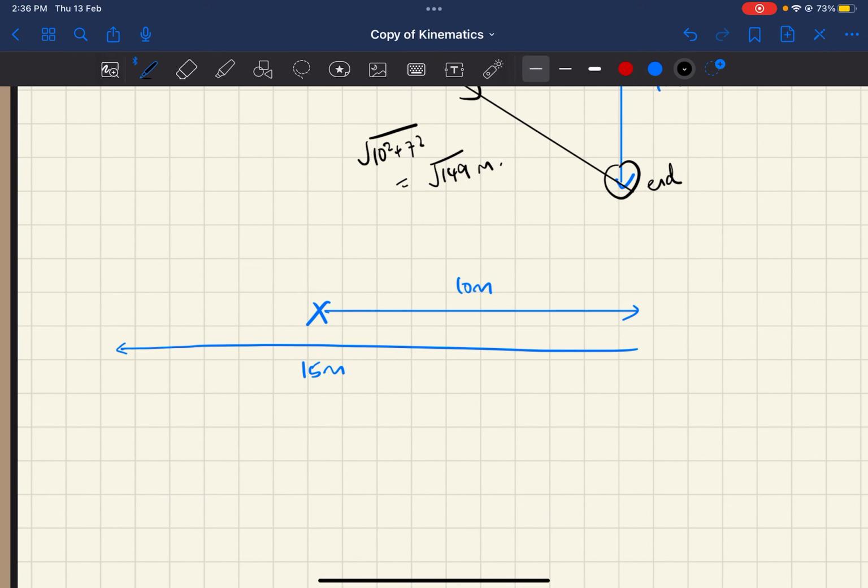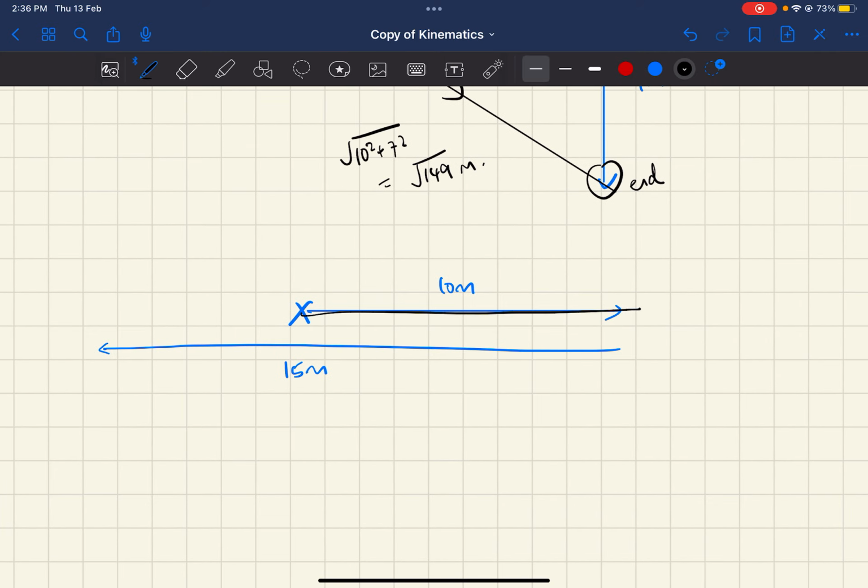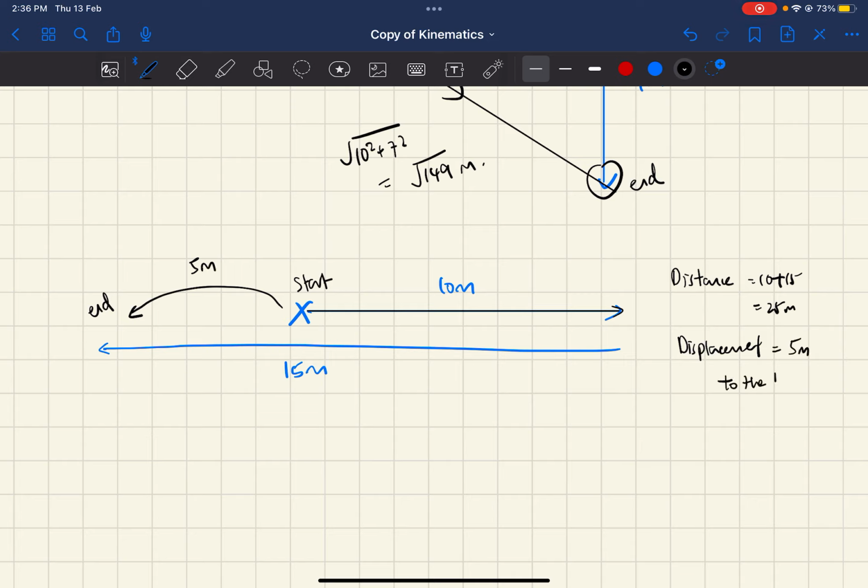So next one, let's say I travel to the right by 10 meters, and then I travel to the left by 15 meters. So my total distance traveled will be 10 plus 15, which is 25 meters. But my total displacement will be from the start, so this is the start point, and then to the end. So this distance over here, which is just 5 meters. So your displacement in this case will be 5 meters to the left.